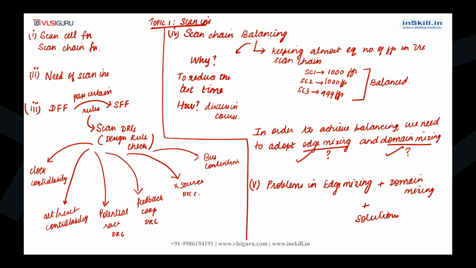Okay, and then we will also understand the topic called scan chain balancing. What is scan chain balancing? Keeping almost an equal number of flops in the scan chains is called scan chain balancing. And why do we need to go for scan chain balancing?